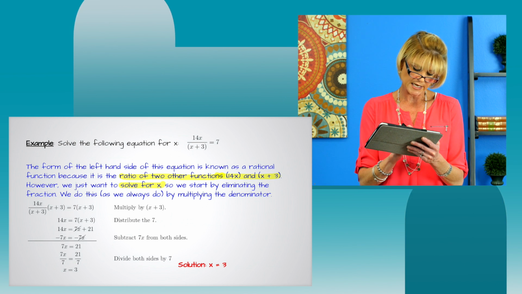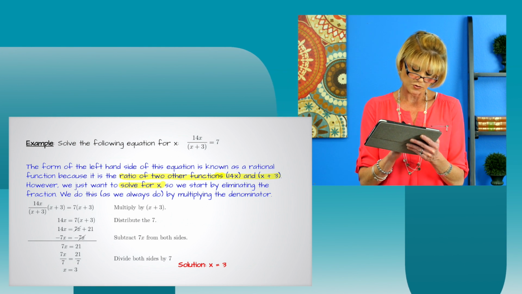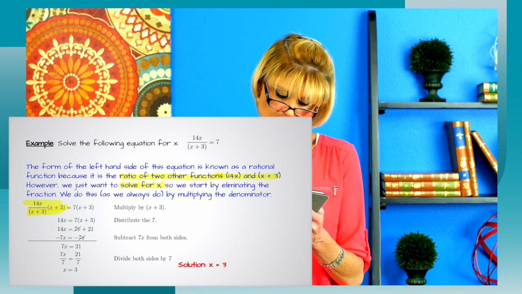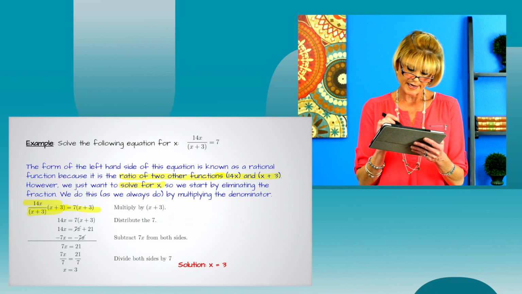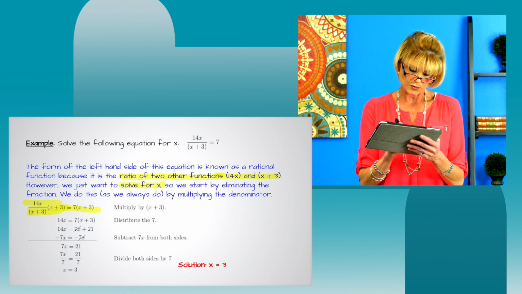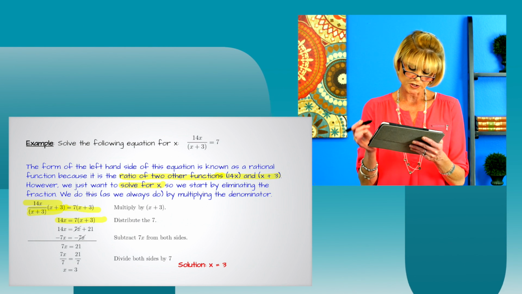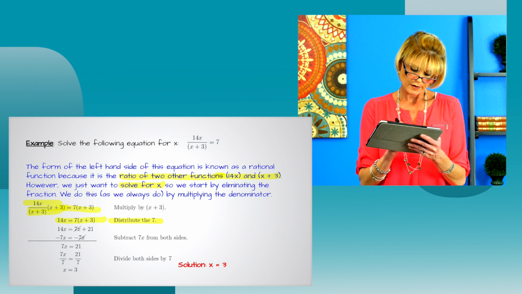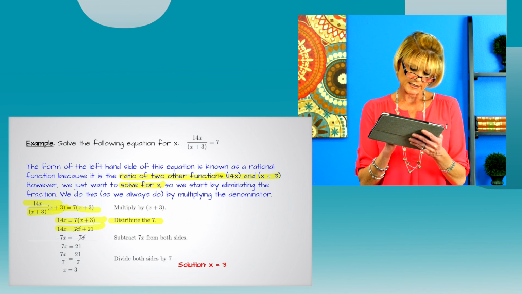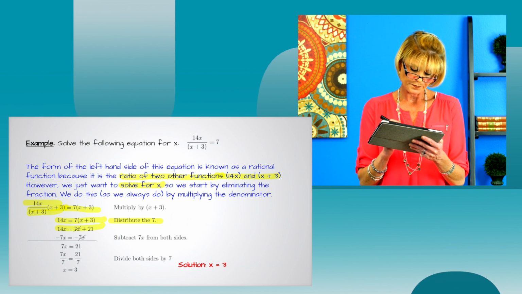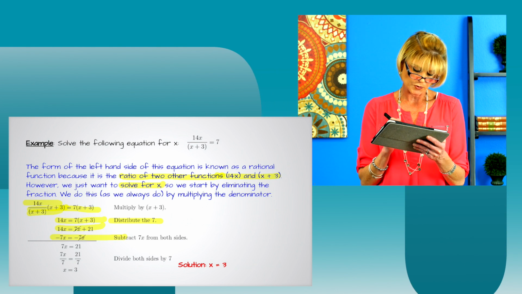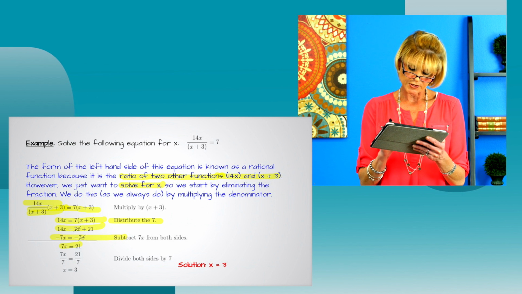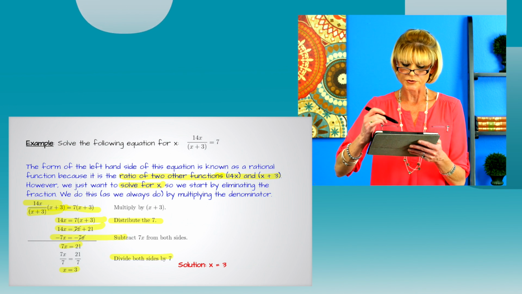So we have 14x over x plus 3 equals 7 times x plus 3. So once we multiply by the x plus 3, then we get 14x equals 7 times x plus 3. We'll distribute that 7. We get 14x equals 7x plus 21. Then we're going to subtract 7x from both sides. We get 7x equals 21. And dividing both sides by 7, we see that x equals 3.